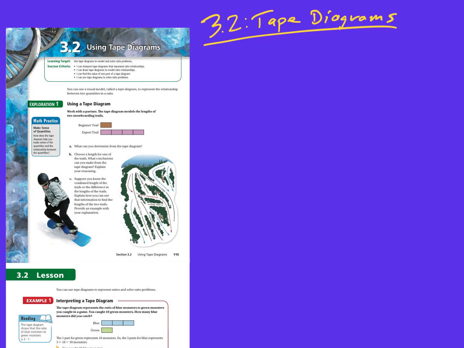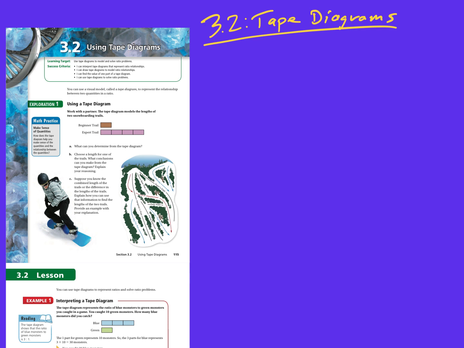As we talk about ratios, one of the ways that we can work with ratios is by using things called tape diagrams. This will be section 3.2. When we talk about tape diagrams, we're not actually going to work with literal tape, but we're going to be using these objects that look like they could be tape.